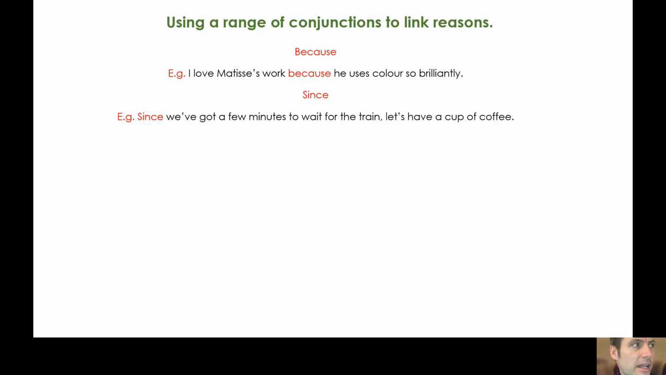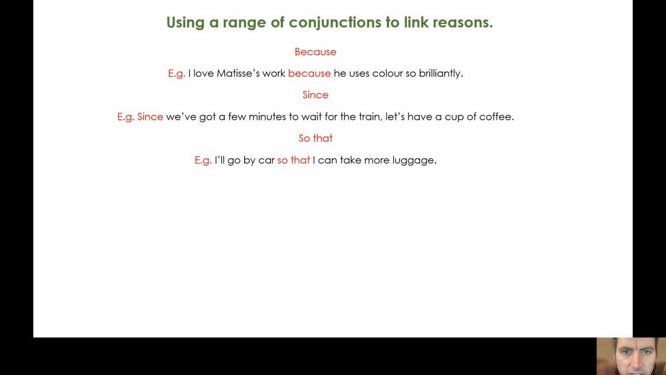Here we've got an example of how a conjunction can open a sentence rather than always be embedded within the middle of the sentence. So, since we've got a few minutes to wait for the train, let's have a cup of coffee. The decision is to have a cup of coffee. The sentence could be reordered: let's have a cup of coffee because we've got a few minutes to wait for the train. But here we've got the conjunction at the beginning of the sentence, and the conjunction here is since.